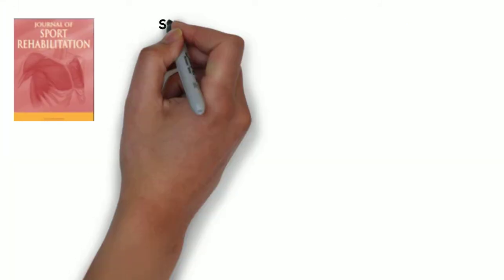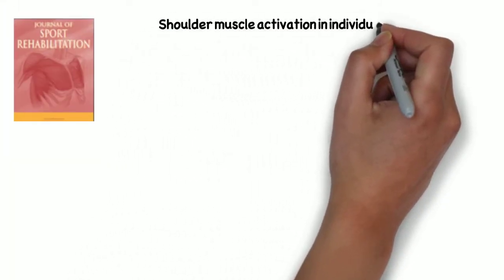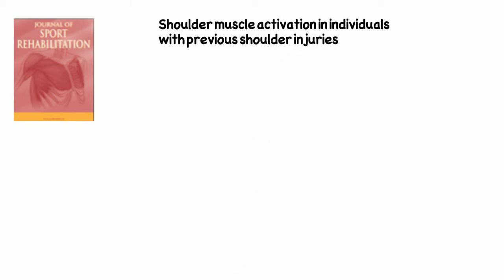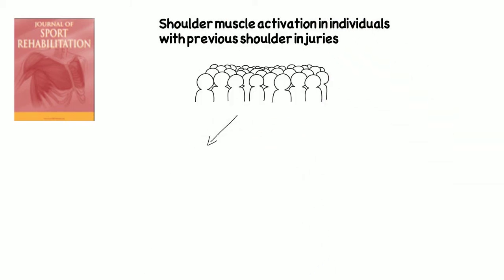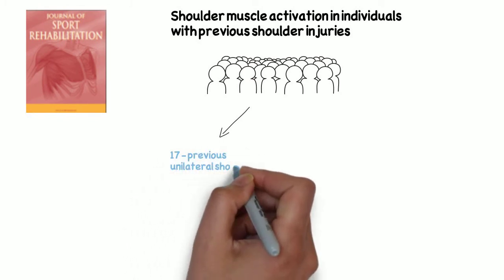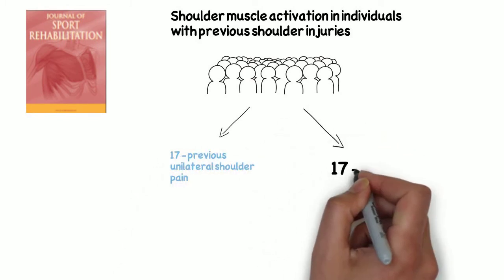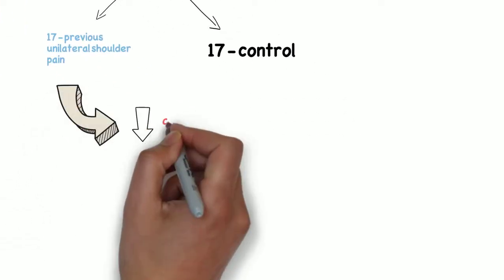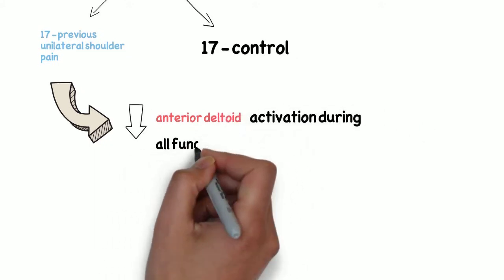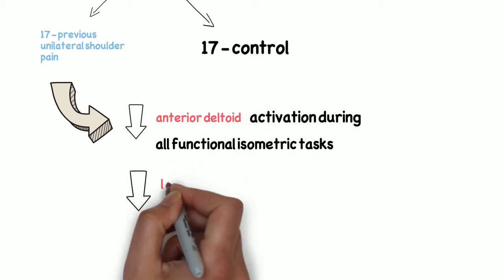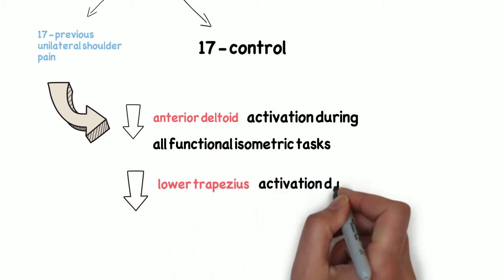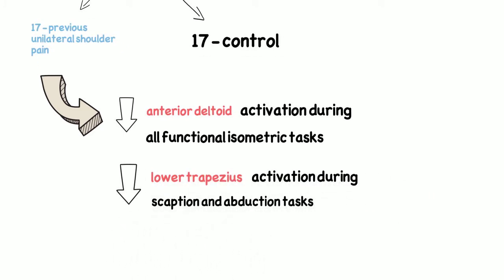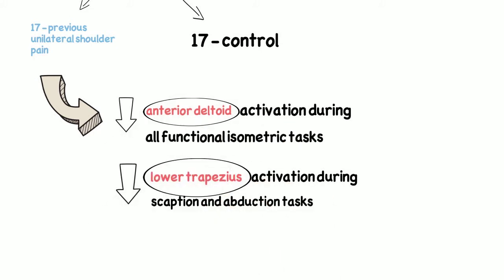Let's start off with a new study that looked at shoulder muscle activation in individuals with previous shoulder injuries. The study involved 34 men and women. 17 had a history of previous unilateral shoulder pain. The other 17 were the control. Results showed that in individuals with previous shoulder pain, there was decreased anterior deltoid activation during all functional isometric tasks, and a decrease in lower trapezius activation during scaption and abduction tasks. Understanding these deficits should help you focus on the right rehabilitation exercises for the specific muscles mentioned.